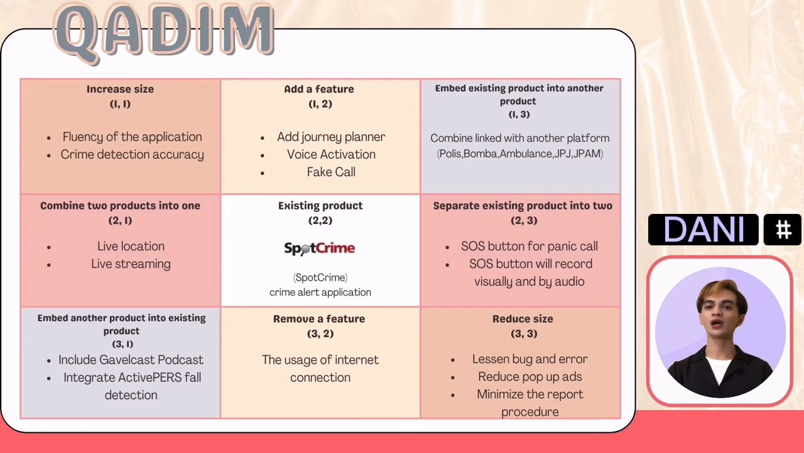Number 3.2, remove a feature. We want to remove the requirement of using an internet connection by making the podcast downloadable and other features available offline. Number 3.3, the last one, reduce the size. We will reduce the size of this project by lessening the bugs and errors that might occur when users use this application. We will reduce the pop-up ads to increase the user satisfaction rate, and lastly, we will minimize the report procedure by creating a multiple-choice questionnaire for users to choose from.